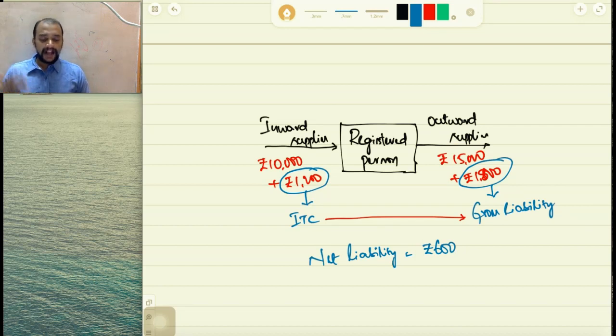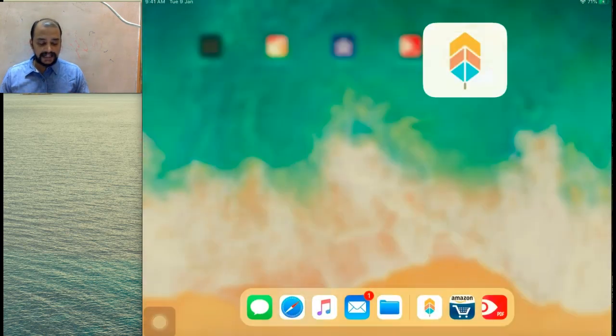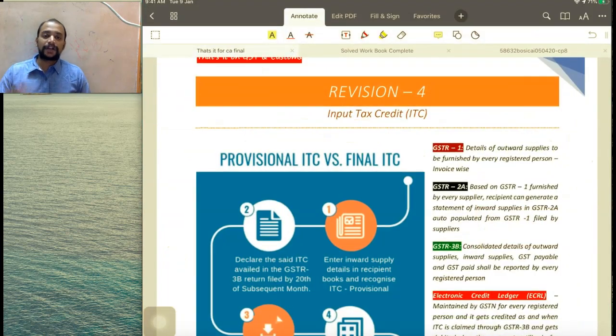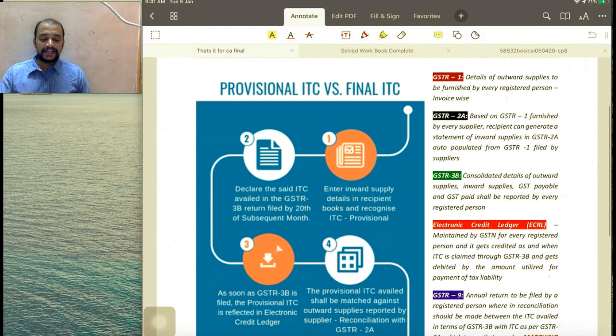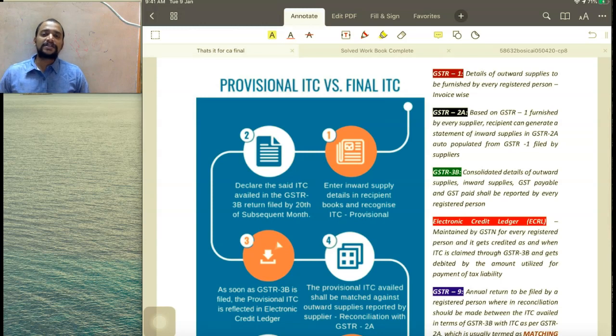Now, how is this credit taken in the GST regime and how will it be adjusted with the GST payable on outward supply? Let's see one schematic diagram related to this. Have a look at this: provisional ITC versus final ITC. What is the first step? Say for example, you are a registered person making some inward supply. GST paid on inward supply only can be taken as ITC, na.